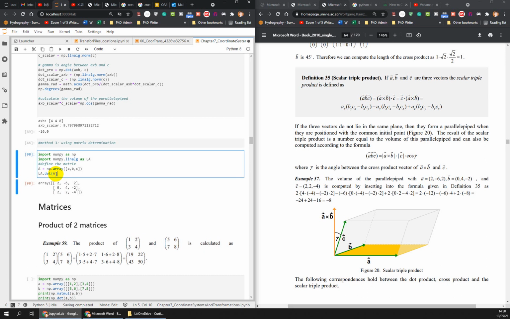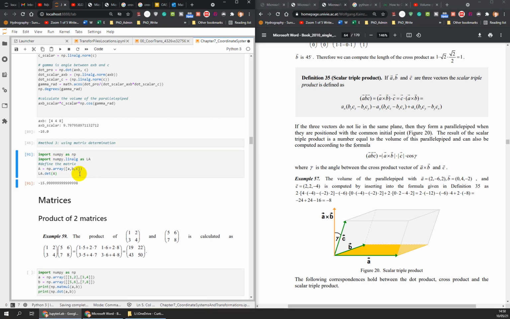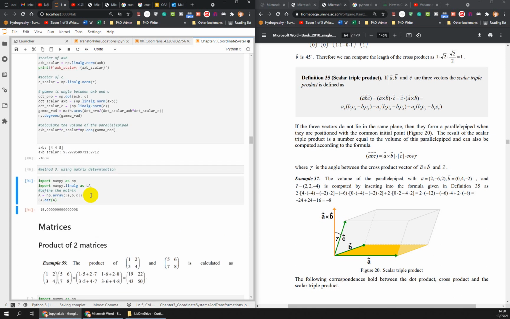And then the determinant of this matrix can be determined using the linear algebra module from Numpy, and then we get it, and it is minus 16. That does mean the volume of this parallelepiped is 16. So that's it. We have three different ways to calculate the volume of a parallelepiped which is formed from three vectors.